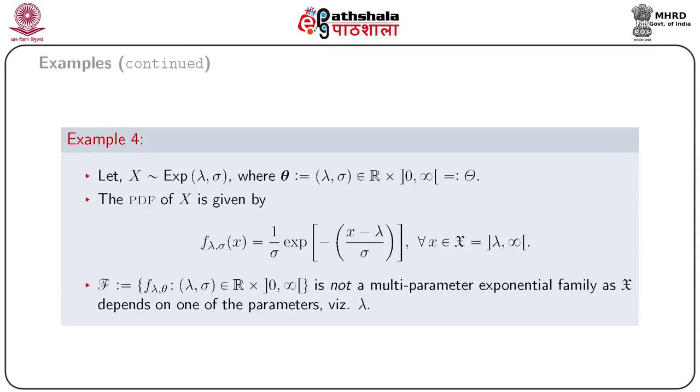Let us consider another example. Let x be a random variable which follows the exponential distribution with parameters mu and sigma. Then the PDF of x is f(x) = (1/sigma) e^(−(x − mu)/sigma), where x > mu, and 0 otherwise. Since the support of the distribution depends on the parameter mu, f(x) does not belong to the two-parameter exponential family.